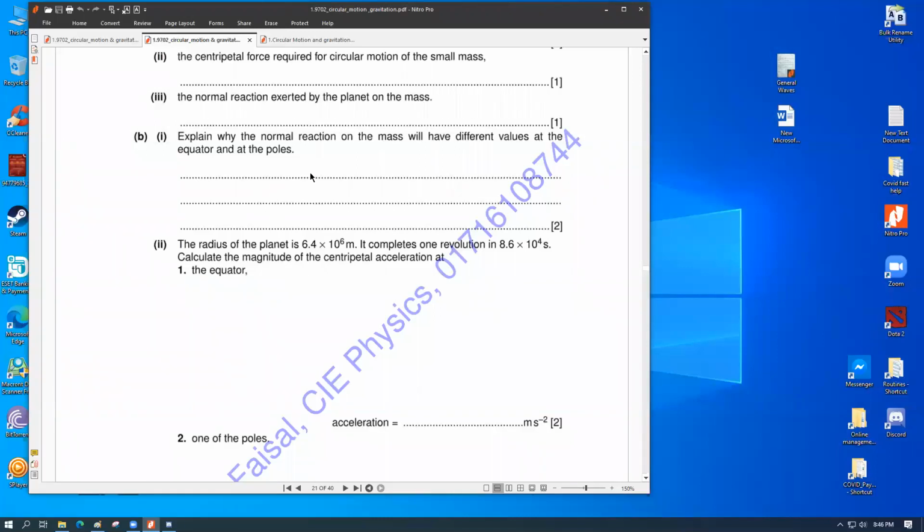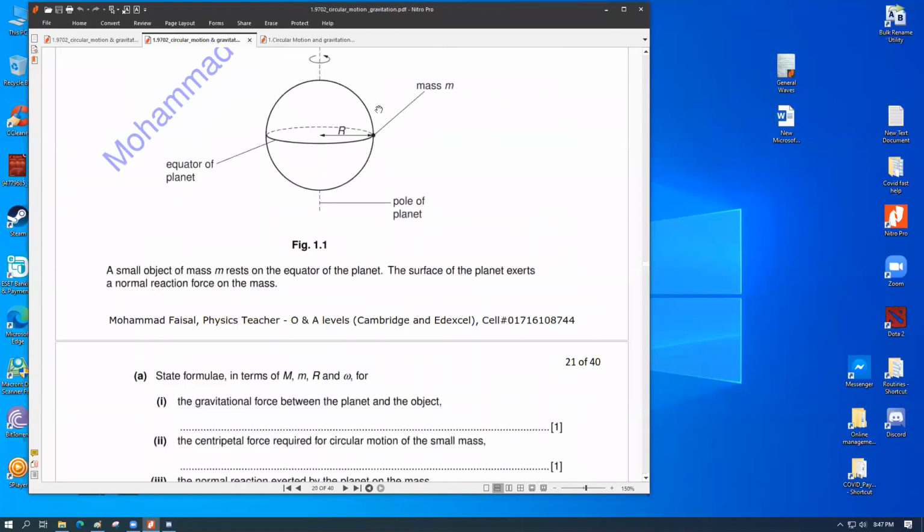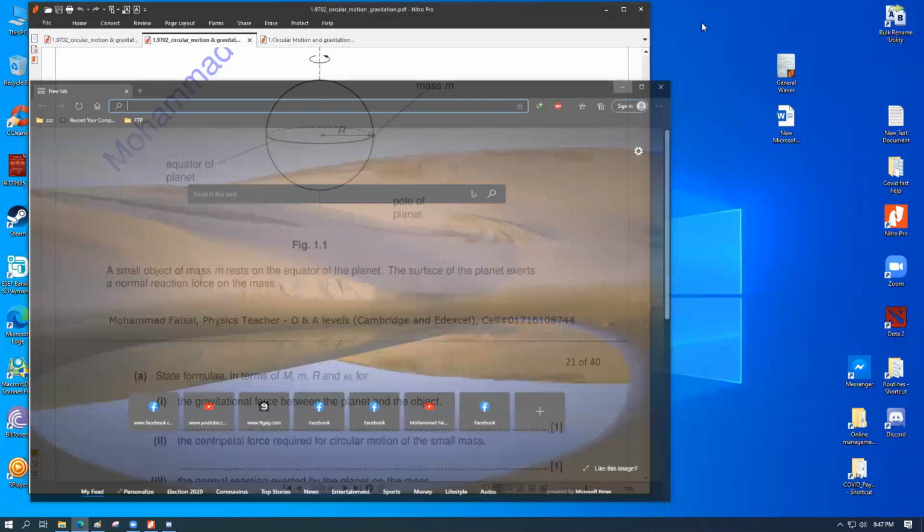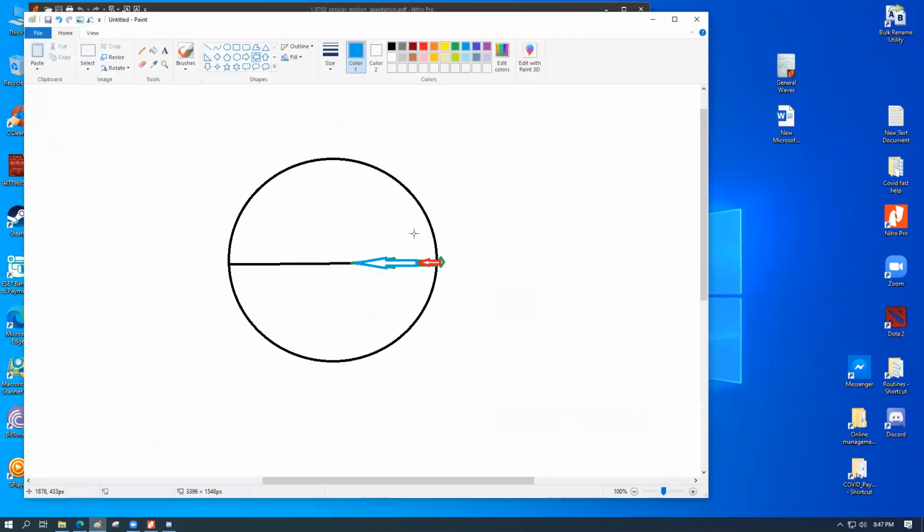B1, explain why the normal reaction of the mass will have different values at the equator and at the poles. Oh, that is because as the person slowly goes above, the radius of the circle is going to become smaller. So that force will be used as the centripetal force, right? আচ্ছা, আমি এটা নেটে খুঁজতে গেলে যতটুকু সময় লাগে ততটুকু সময় আমি এটা এঁকে ফেলতে পারবো, to be honest.